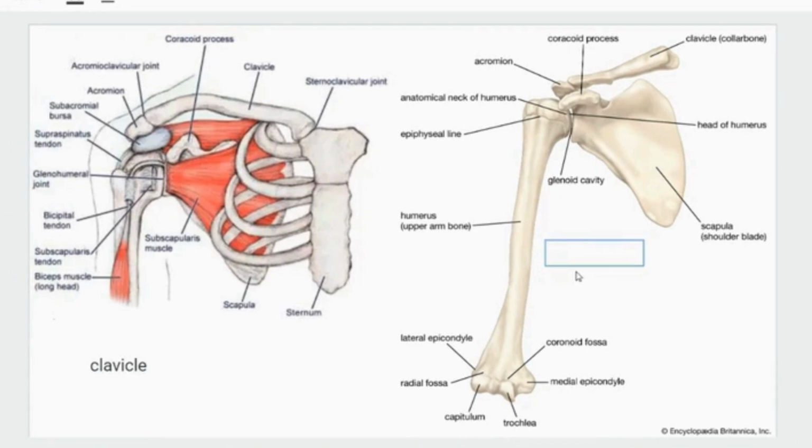The glenohumeral joint is the main shoulder joint, as shown here, where the head of the humerus articulates with the glenoid cavity of the scapula. It's a highly mobile ball and socket joint that allows for a wide range of motion.